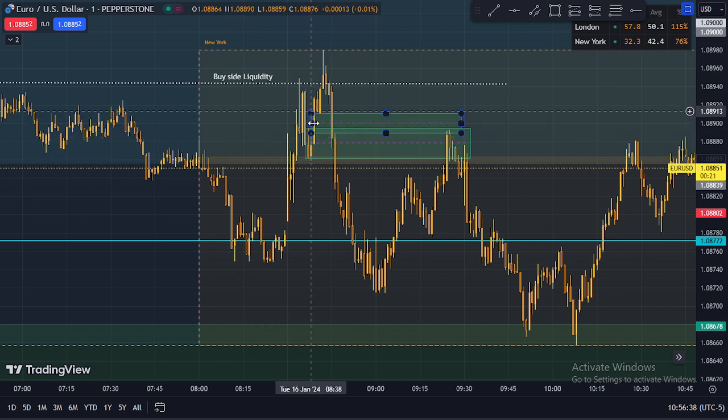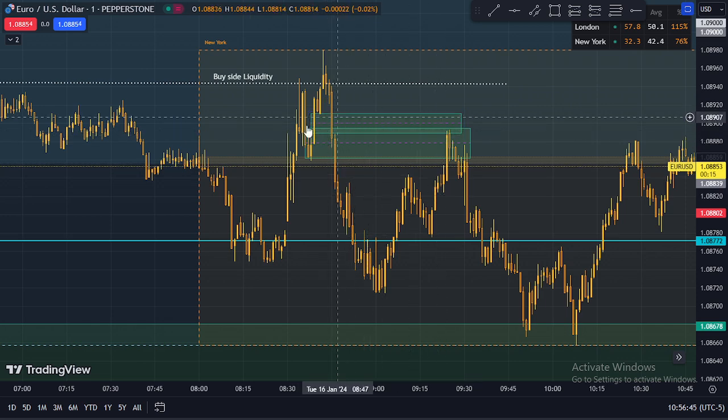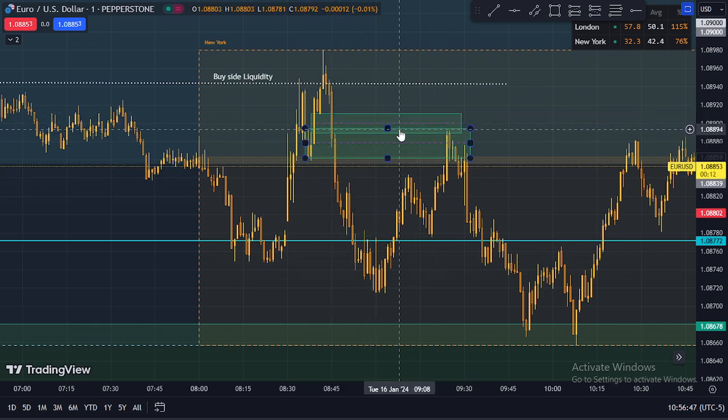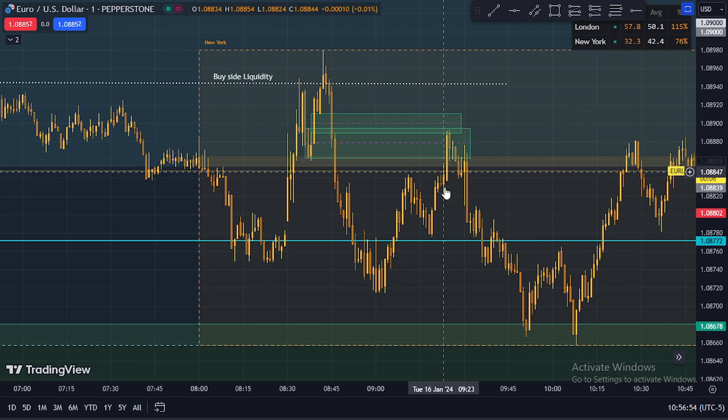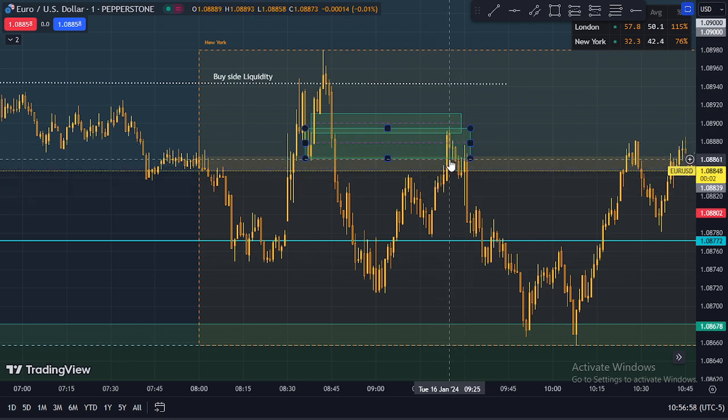Because here we had a single pass to the upside and then we had this single pass to the downside. So if you extend that through, this becomes a balanced price range. So there is no need for price going into that area. So we had that, then we shifted lower. We had this as an inversion fair value gap right there.